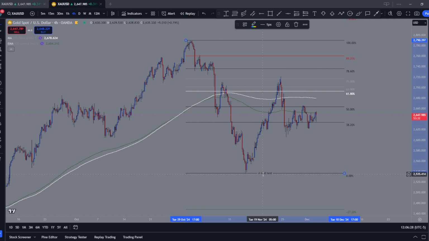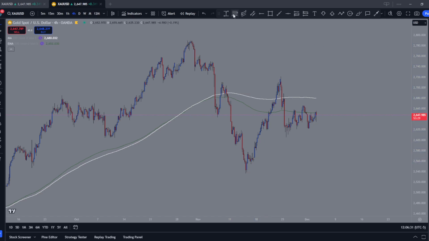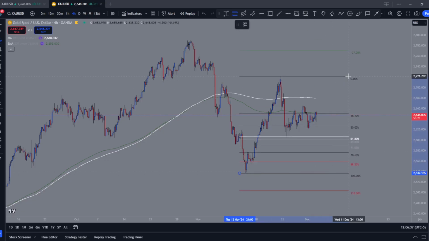Now it's the same thing if you want a buy fib. You just have to place the fib from a low to a high, from left to right. So that would be a valid buy fib.